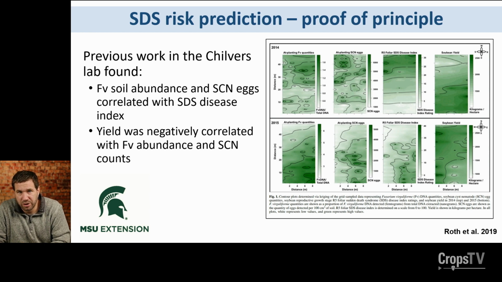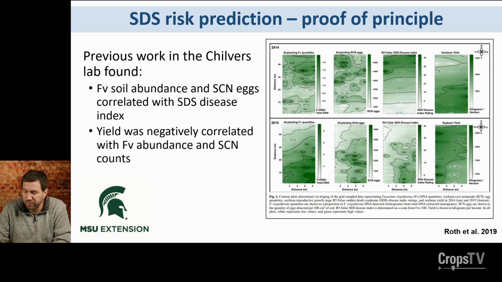And so you could start to predict where SDS was going to show up in the field based on how much inoculum and how many SCN eggs were out in that field. And this actually correlated negatively to the yield as well. And so as you increase FV, or the Fusarium virguliforme, in the soil and the SCN, that decreased the yield.